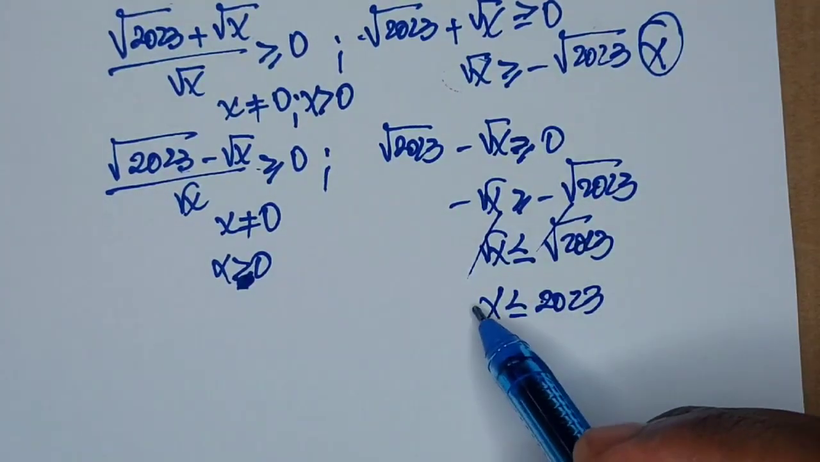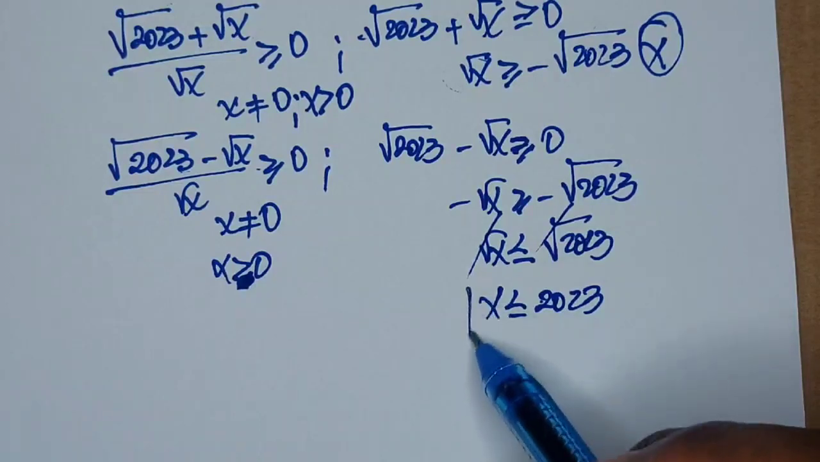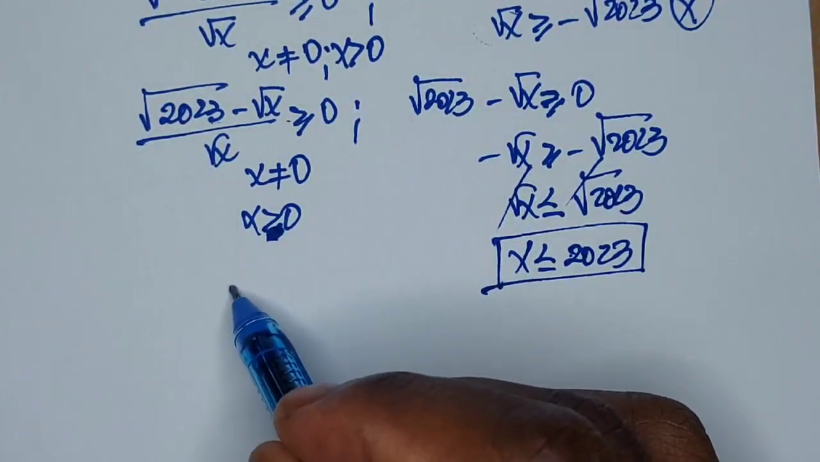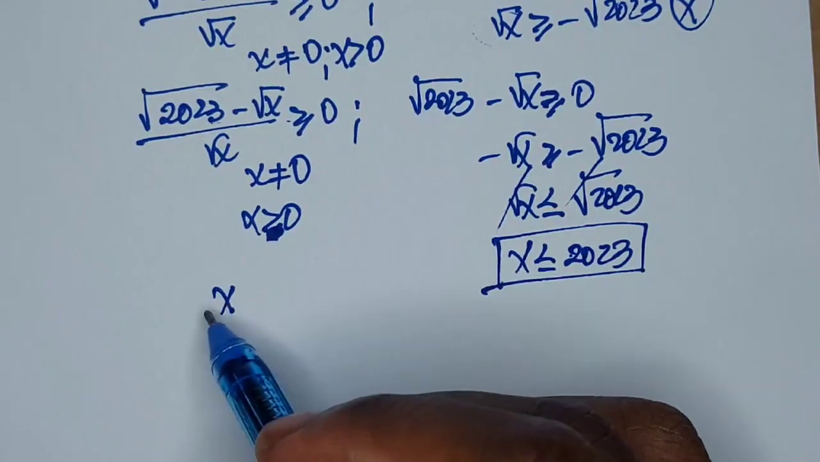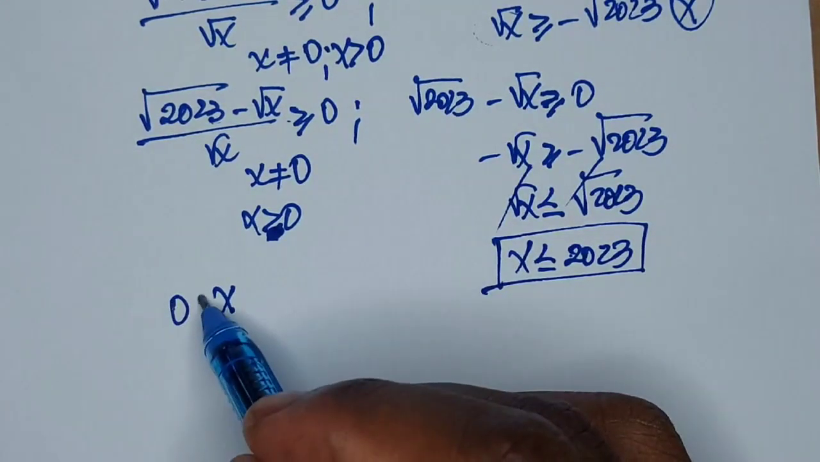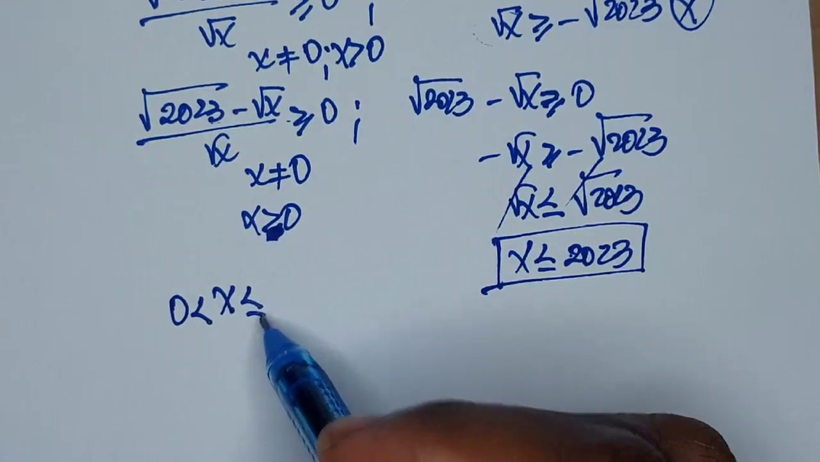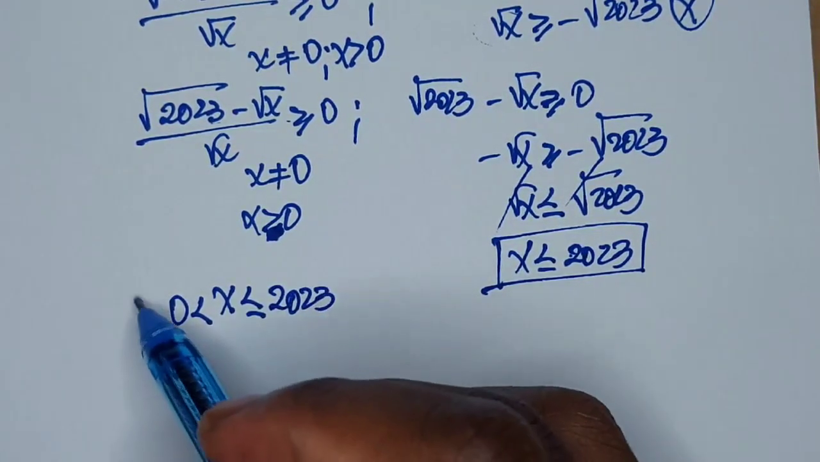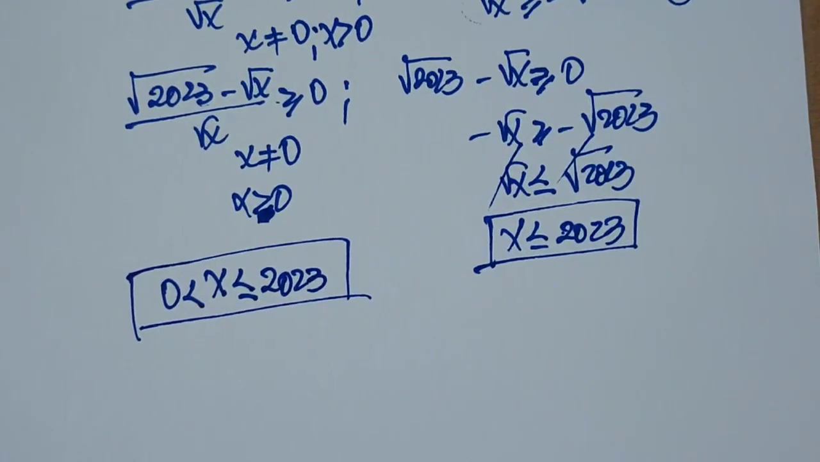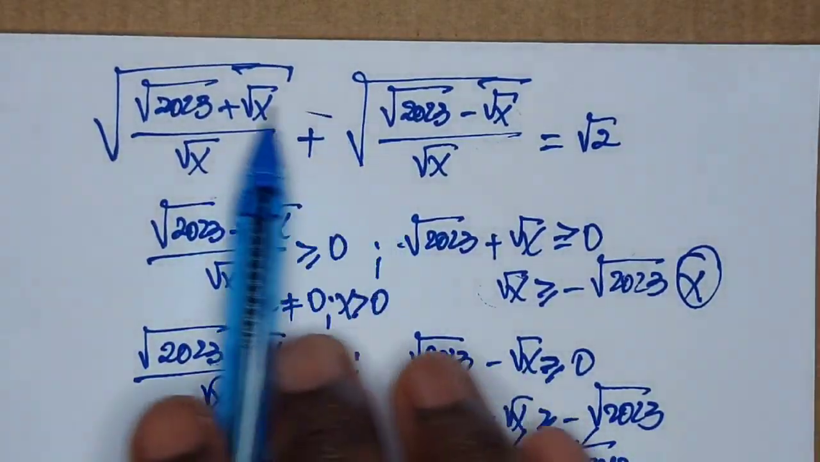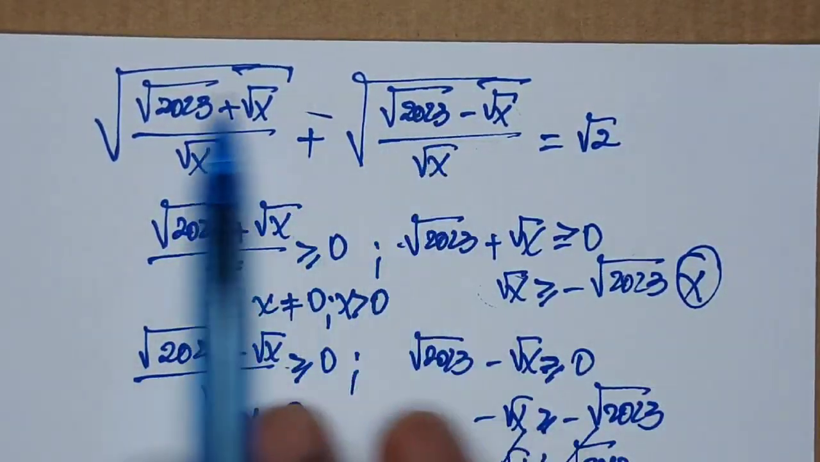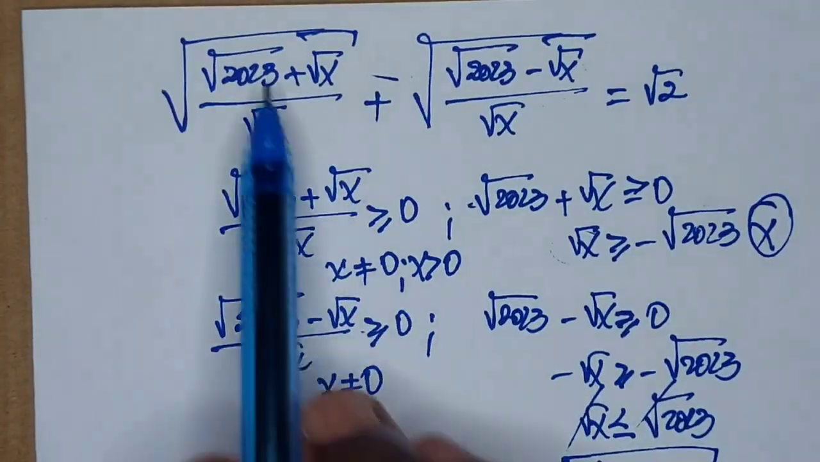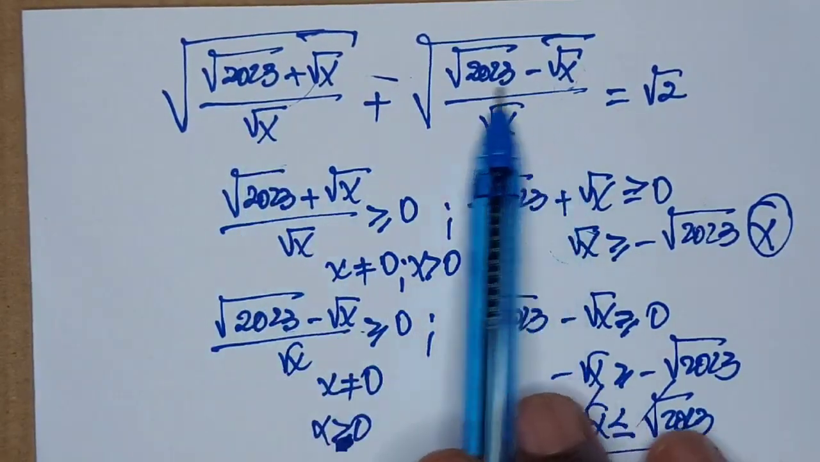Okay, so our condition to solve this problem would be x greater than 0 and x less than or equal to 23. Okay, so given this, we can now solve our equation. But to simplify the solution, I'm going to pick this part and simplify it.